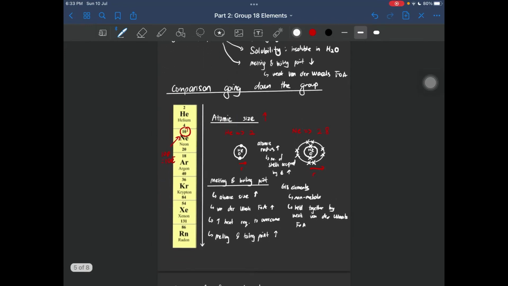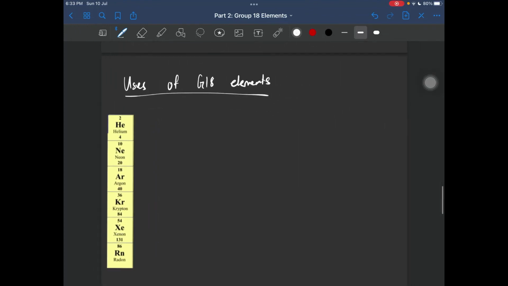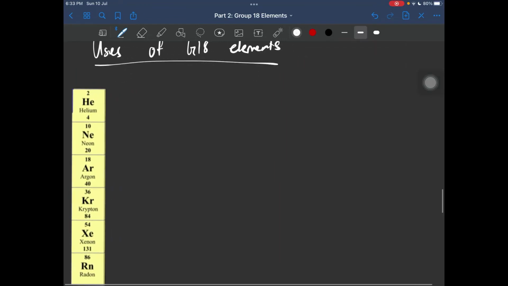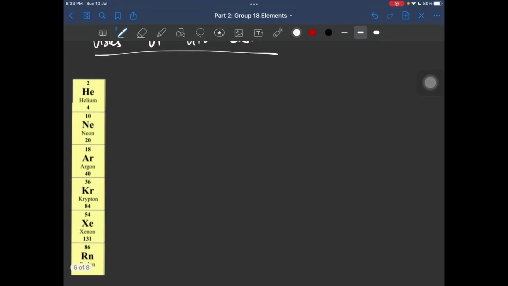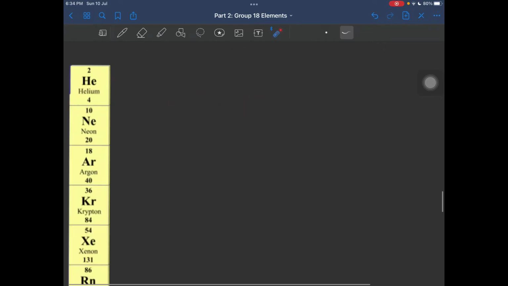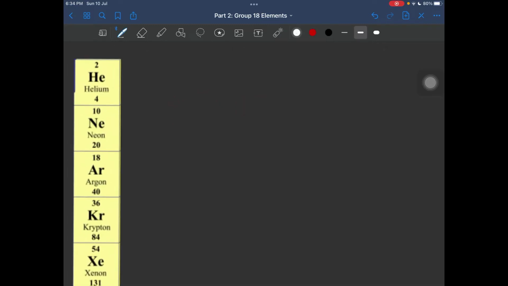So that would be the comparison of the elements going down the group. Next, we will be looking at the uses of group 18 elements. Each of these elements has specific uses. So for example, helium.